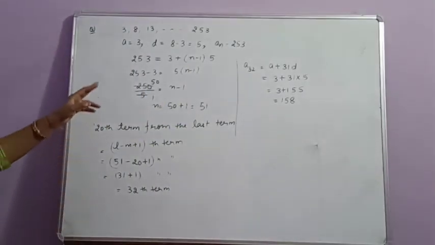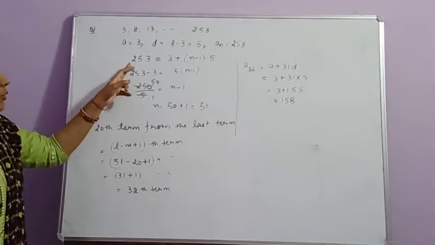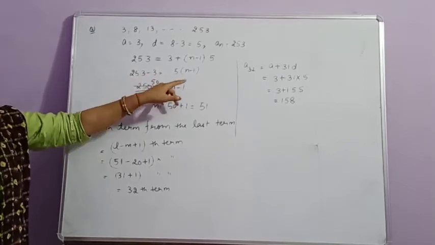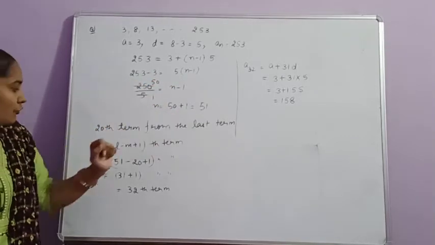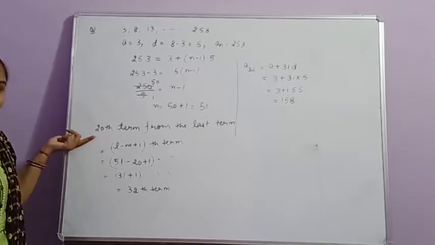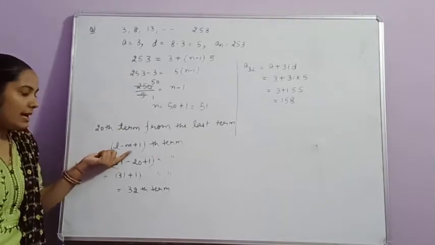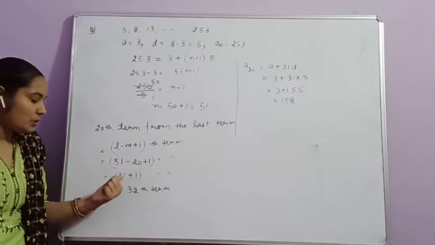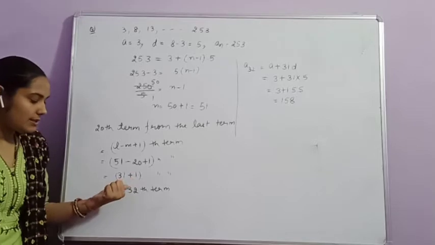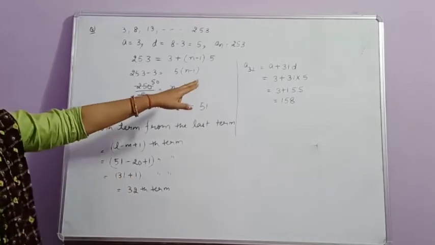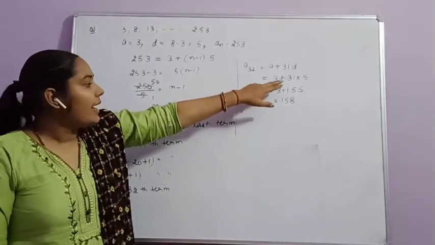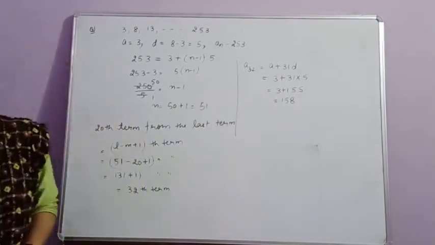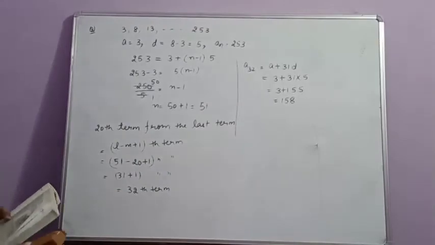Firstly, we find total number of terms in that AP series. That is equal to AN is equal to A plus N minus 1 into D. 253 minus 3 is equal to 5 into N minus 1. Value of N is equal to 51. For 20th term from the last term, we use the formula L minus M plus 1th term. L is 51 minus 20 plus 1. 51 minus 20, that is 31, plus 1, that is 32nd term. A32 will be A plus 31D. A is 3 and D is 5. 3 plus 155, that is equal to 158. Clear?